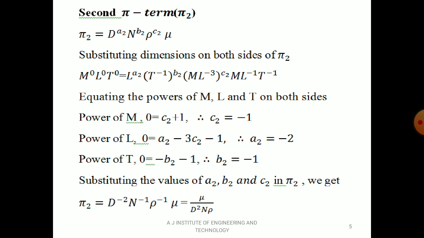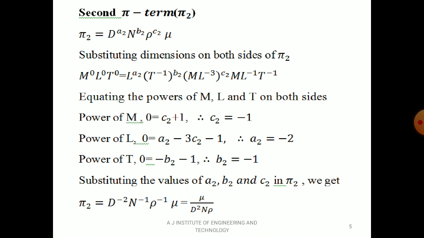Then equating the power of T. So left hand side we have T to the power 0, right hand side T to the power minus b2, T to the power minus 1. So 0 equal to minus b2 minus 1. So therefore b2 equal to minus 1. So we got the values of a2 as minus 2, b2 as minus 1, c2 as minus 1.